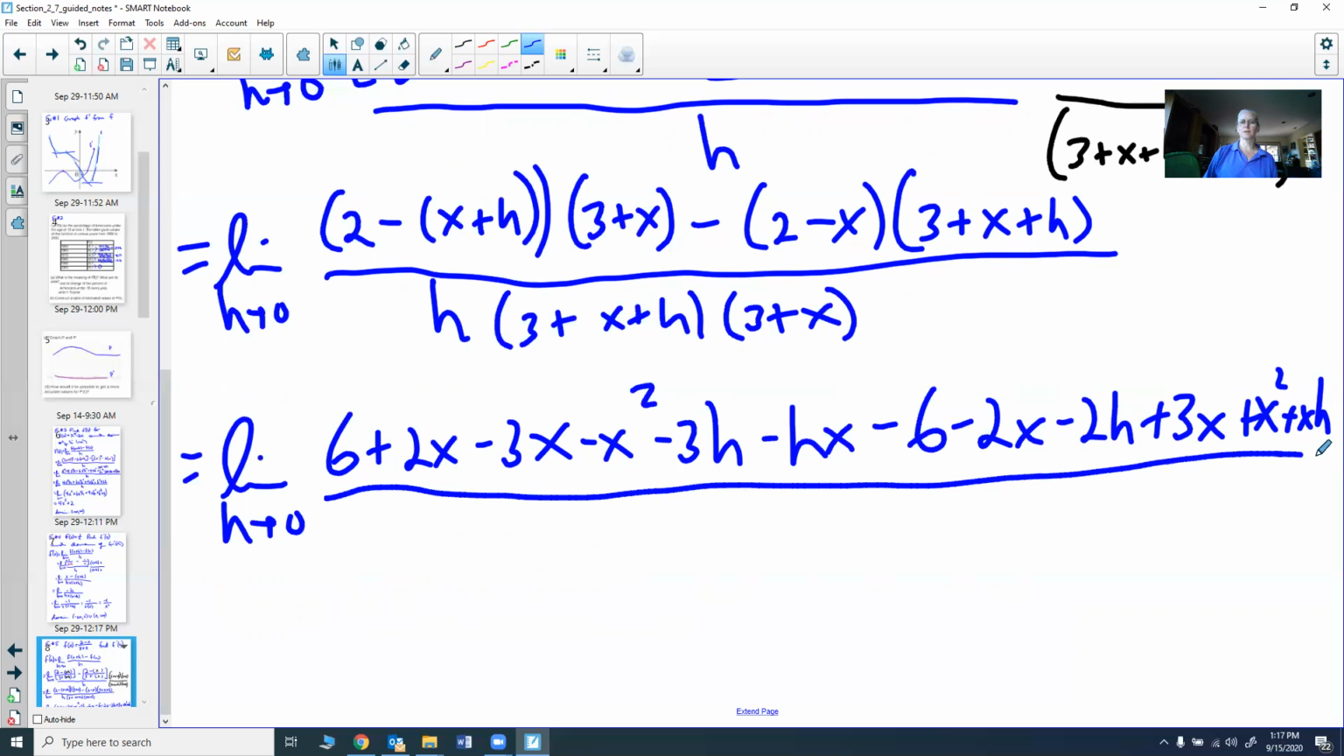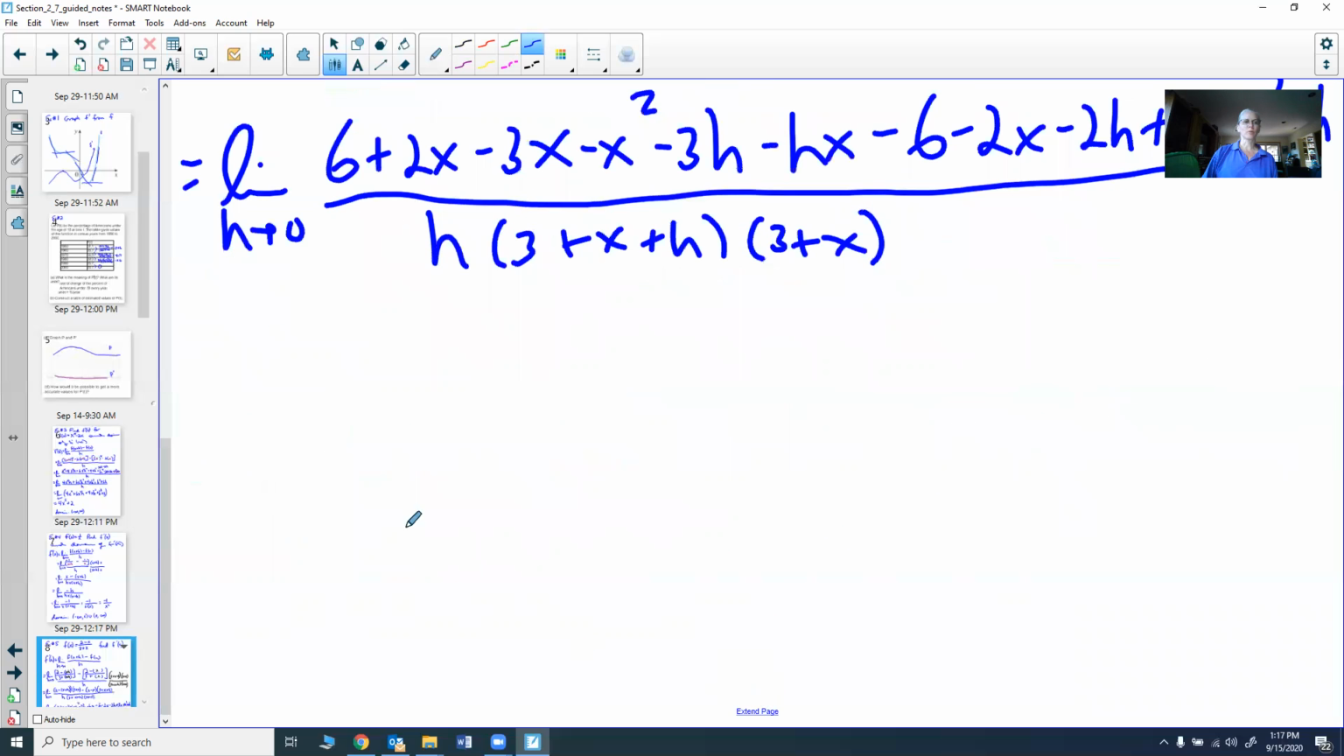All over that denominator. Don't lose the denominator. Just because it's the same every single time doesn't mean you don't have to write it every time. I realize that means more writing, but it helps to keep it. It also helps to keep the limit as h goes to 0, so you don't forget to do that.